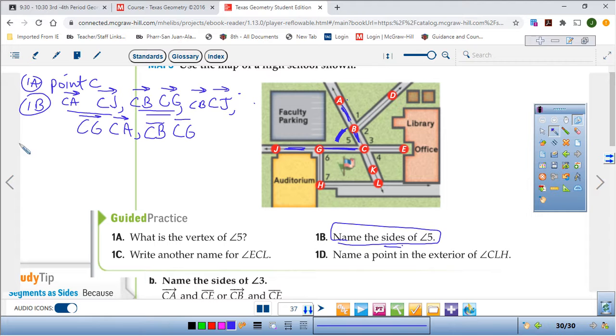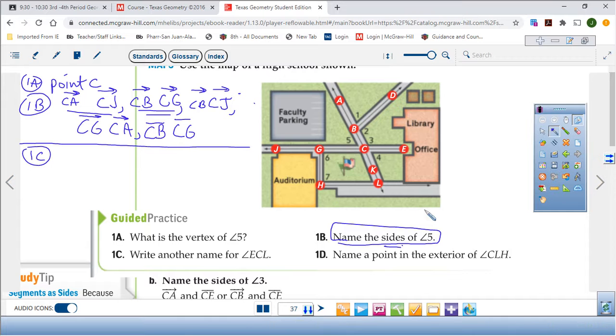Let's try 1C. Okay, let me erase all this madness. Why not Jenna's answer? Ava just put in the question right now. And if you get in the chat, Jenna, you're not in trouble. Thank you for participating. She put BCG.